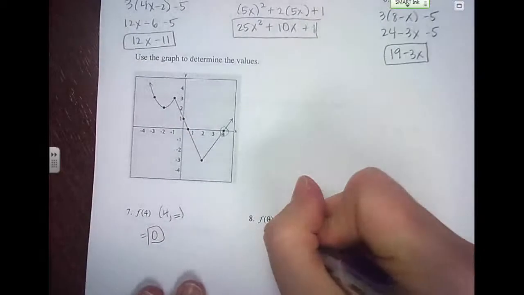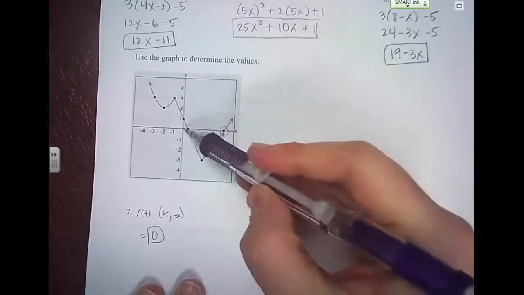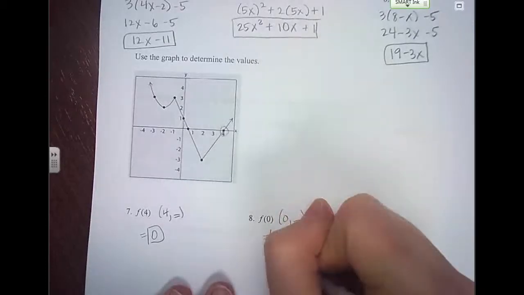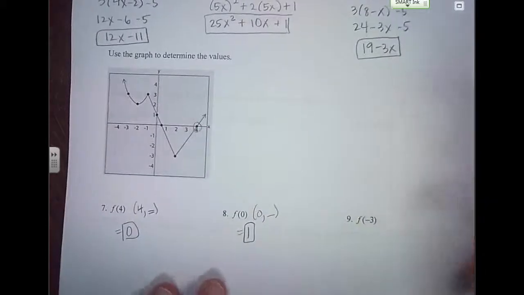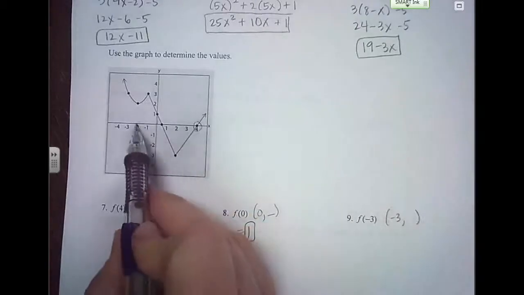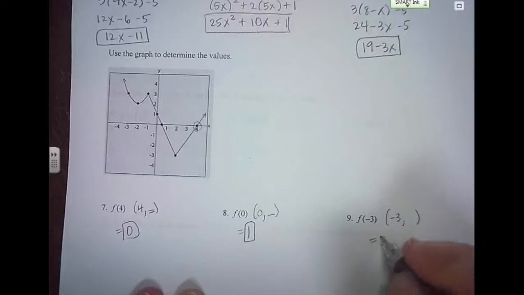So here, the x value is 0. I'm looking for the y value. So 0, and I go up to the graph, I get positive 1. And number 9, I'm looking for the x value -3, so I go over to -3 and I go up. The y value is positive 3.